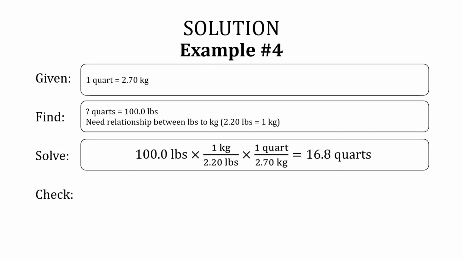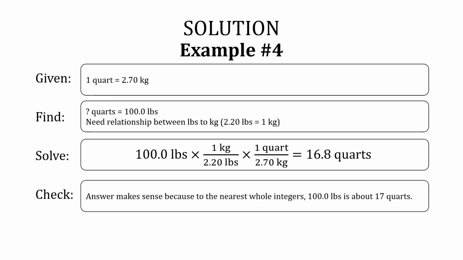Solving this problem begins by taking 100 pounds and dividing it by 2.20 pounds per kg to get kg, and then dividing by 2.70 kg per quart leads to a final volume of 16.8 quarts. Checking this answer can be done by rounding the numbers to the nearest whole number, and so 100 pounds is about 17 quarts.